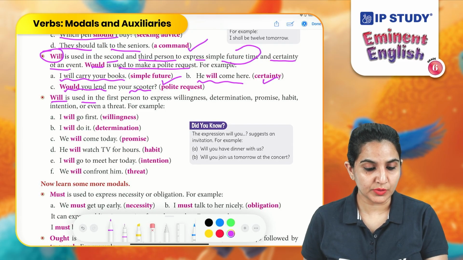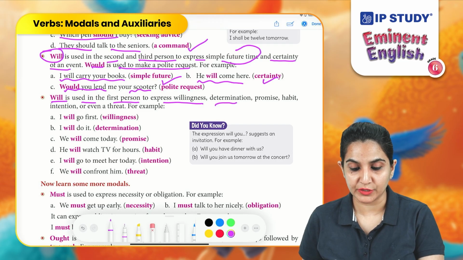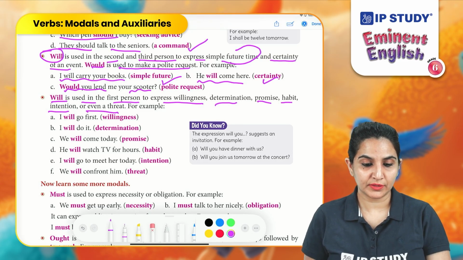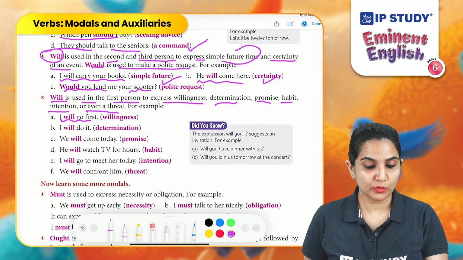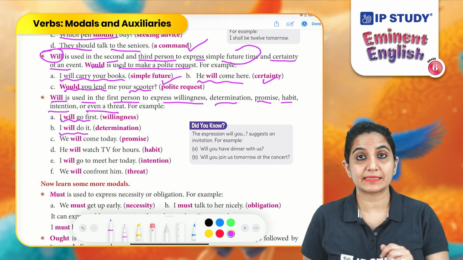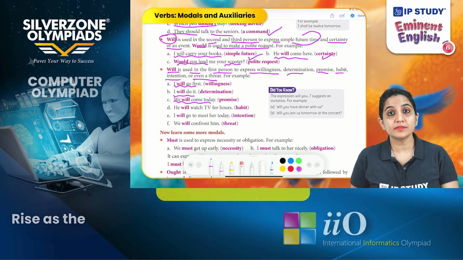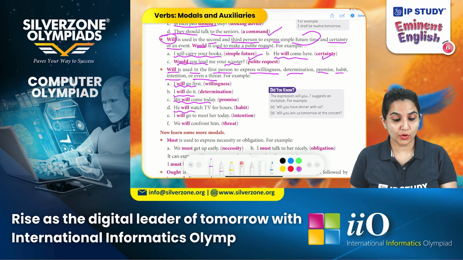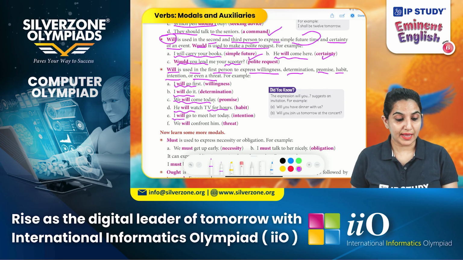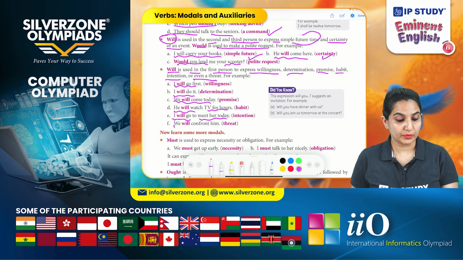Will is used in the first person to express willingness, determination, promise, habit, intention, or even a threat. I will go first. This is willingness. I will do it. This is determination. We will come today. This is promise. He will watch TV for hours. This is habit. I will go to meet her today. This is an intention.